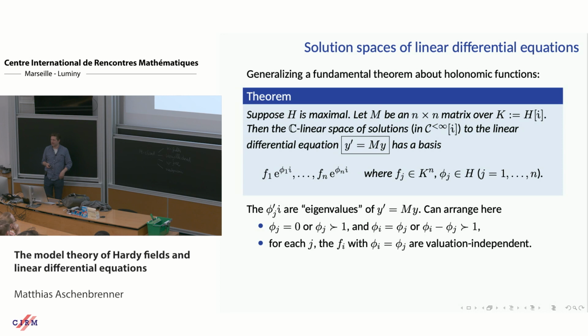And you can make this theorem a little bit stronger. For example, you can make sure that there's no interference among these eigenvalues in the following sense: you can arrange that either these phis are 0, or they go to plus or minus infinity, and any two of them are either identically equal or they go far apart, right? So the difference goes to plus or minus infinity. And then for a fixed j, if you look at those f i where phi i is phi j, you can make sure that these are actually valuation independent.